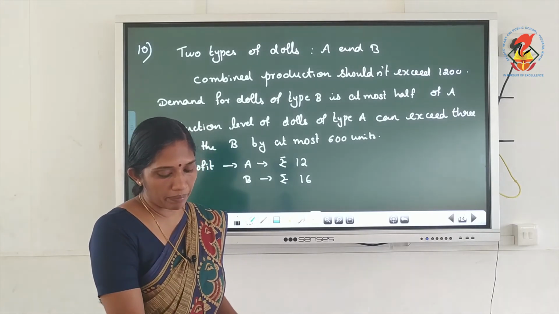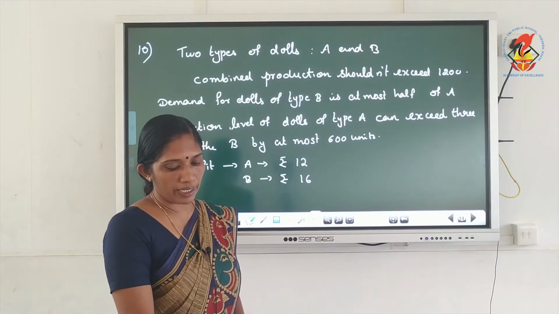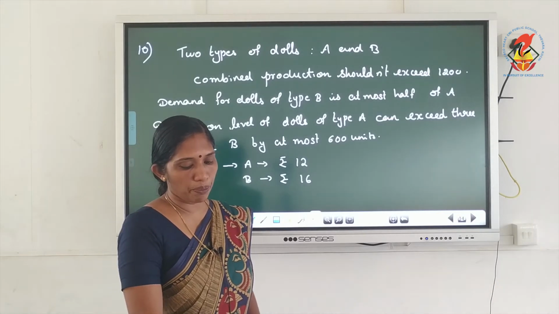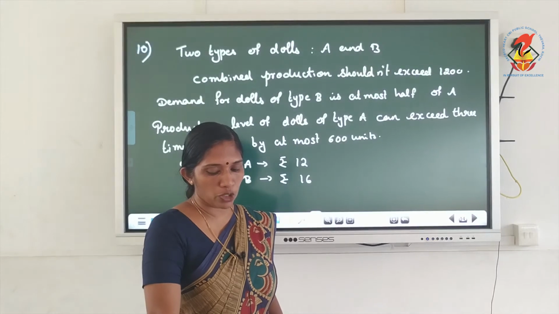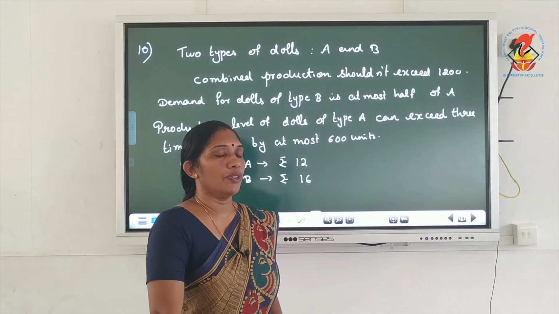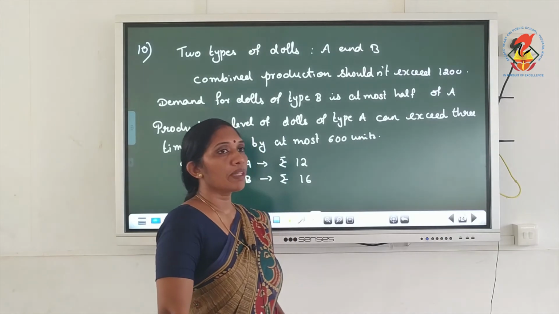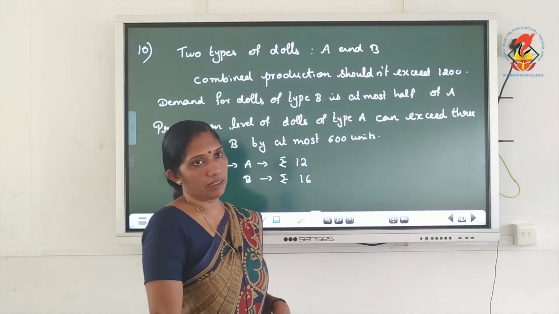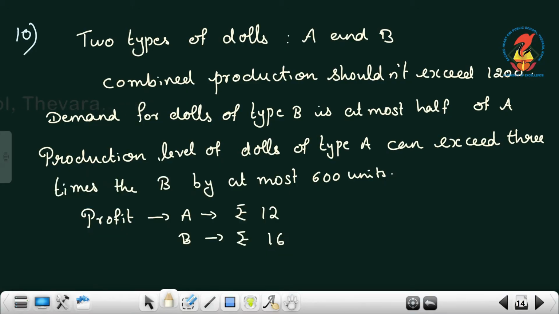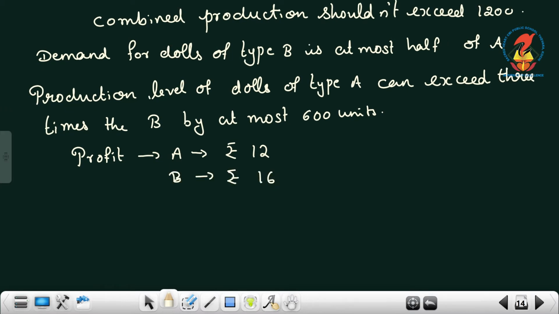Then, if the company makes profit of rupees 12 and rupees 16 per doll respectively on dolls A and B, how many of each should be produced weekly in order to maximize the profit? So, in order to maximize the profit, what is the number of dolls of type A and type B produced per week? We can take, let X be the number of dolls of type A and Y be the number of dolls of type B.